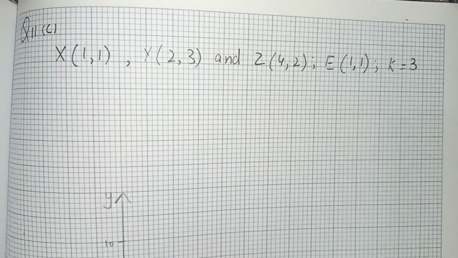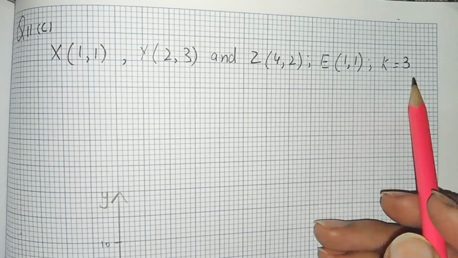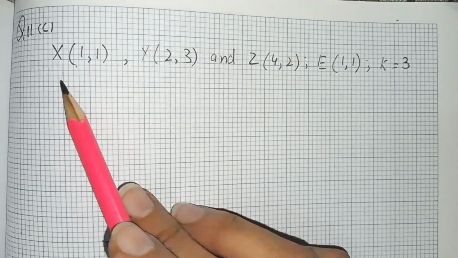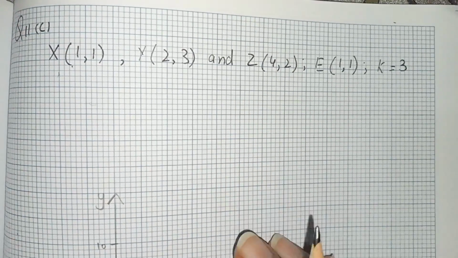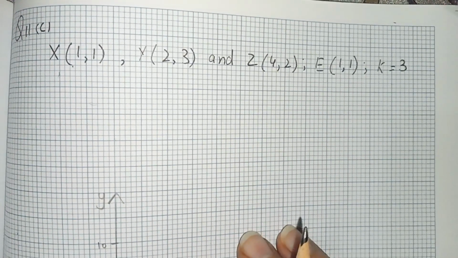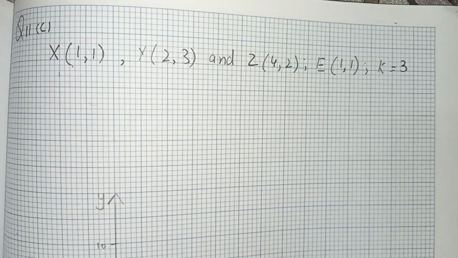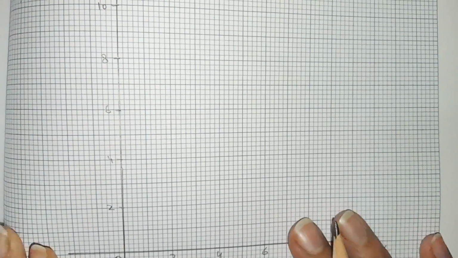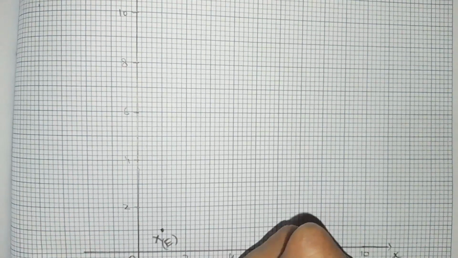Now students, part number C, in which X, Y and Z are given to us and the center of enlargement is E, 1 1, and the scale factor is 3. We have to understand that the point X and E are the same. It means that there is one invariant point in this triangle, in this enlargement. An invariant point is one which can't be changed. Now let's start. First we have to make the triangle. X is 1 and 1. This is X and also E, the center of enlargement.